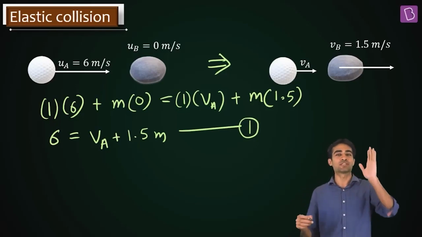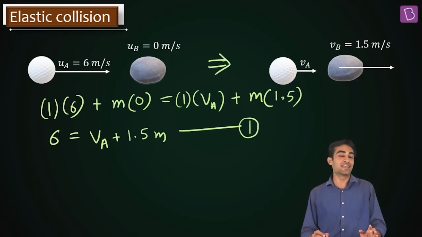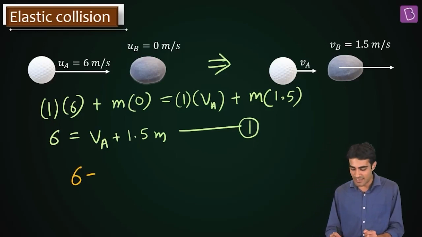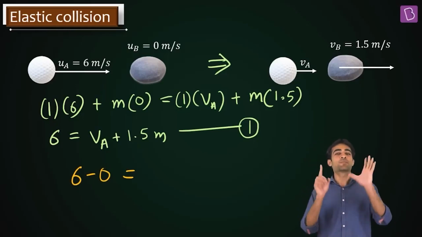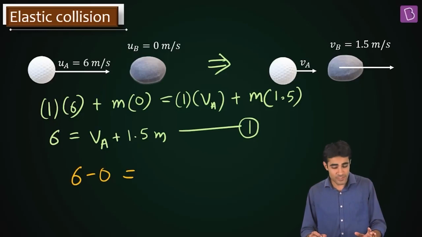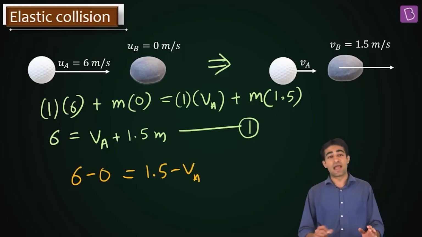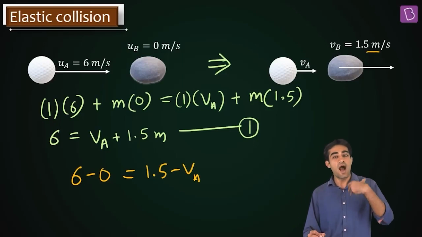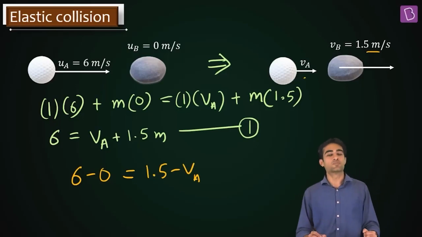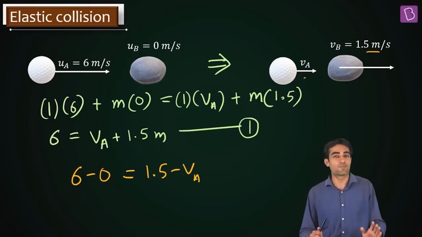What is the speed of approach in the question? Can you see that the ball is approaching the stone? Yes, we can see. So what is the speed of approach? Very simple. It is 6 minus 0. And what is the speed of separation? You will say the speed of separation is 1.5 minus VA. Finally, the stone is moving with 1.5 meters per second. It is moving with a higher velocity than the golf ball. So, 1.5 minus VA is the final speed of separation.